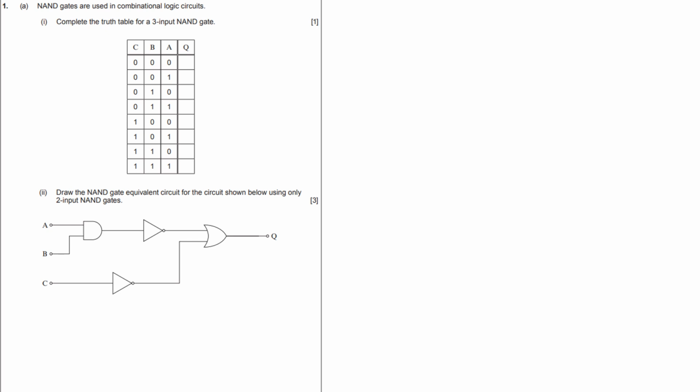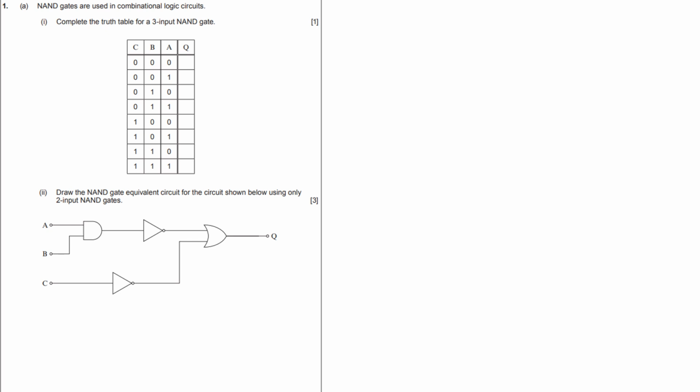Okay, this is the 2022 component 1 paper. So the first question, if you remember what the 2-input NAND gate is, you can get to the 3-input one from there. So always remember the 2-input one. In fact, always remember what an AND gate looks like.